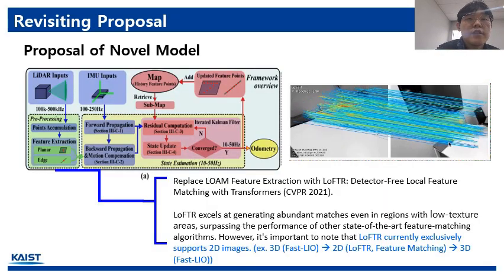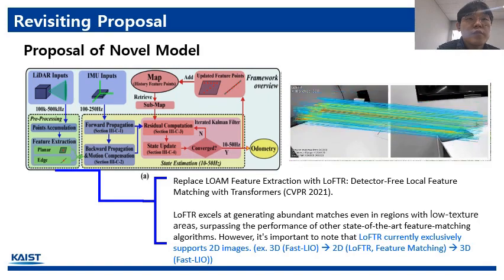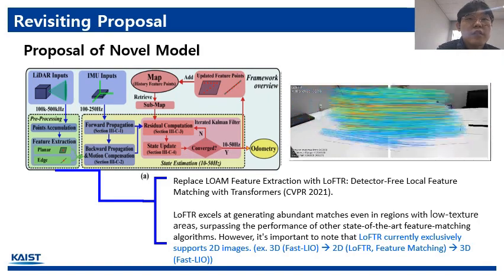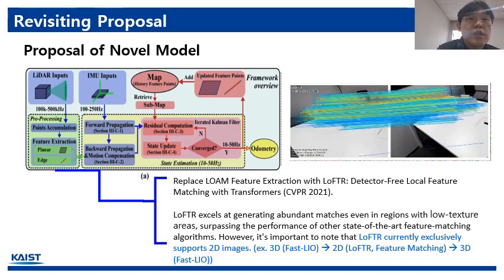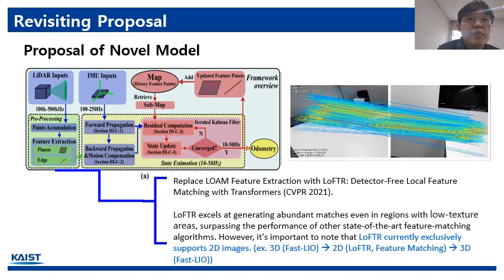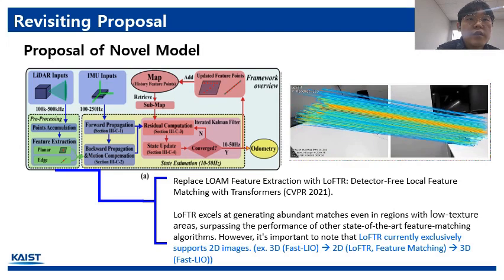To address the challenge related to feature matching, previous work like FAST-LIO2 introduced an incremental KD-tree data structure to enhance the feature extraction, acknowledging the impact of environment on this process. However, our team proposed an alternative solution. Our approach involved leveraging the FAST-LIO model but replacing the feature matching component with a method called LoFTR, based on detector-free local feature matching with transformer.